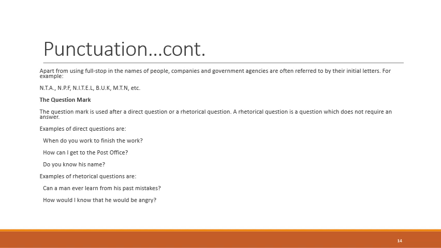We use the question mark to indicate that we are asking a question. However, a rhetorical question is a question which does not require an answer. So in whatever case, we use a question mark. For example, when do you want to finish the work? How can I get to the office? Do you know his name?